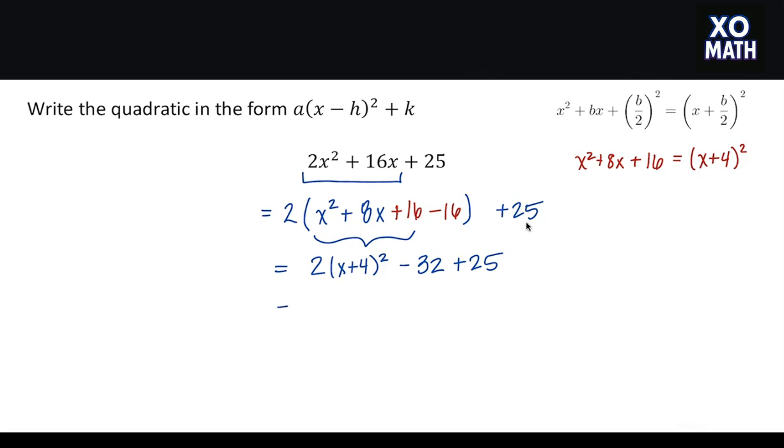So now if I add those like terms in the back, I have 2 times the quantity x plus 4 squared minus 7. And now I have that form. I have that a times the quantity x minus h squared plus k. If I really wanted to look exactly like this form, we could recognize this is 2 times x minus negative 4 squared plus negative 7. So we have that x minus h, so minus negative 4, and then plus k, so here we're technically adding negative 7.